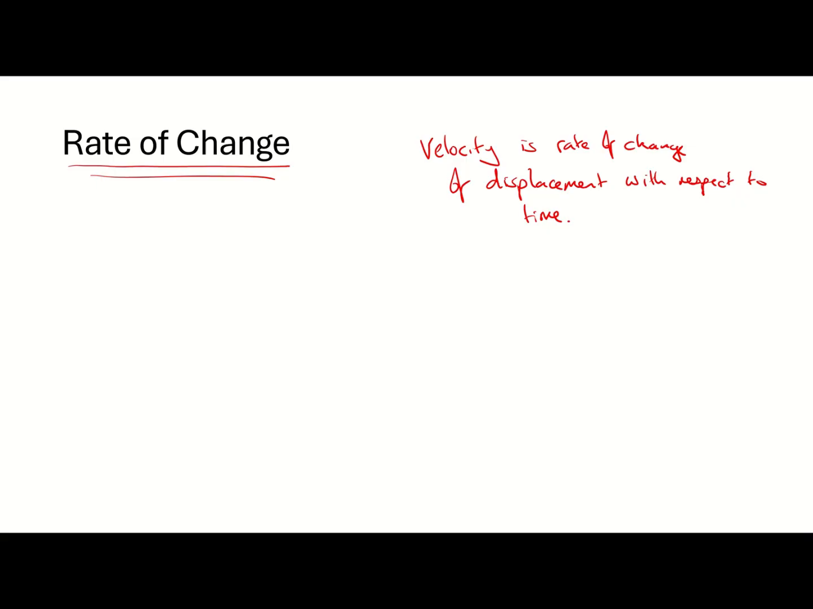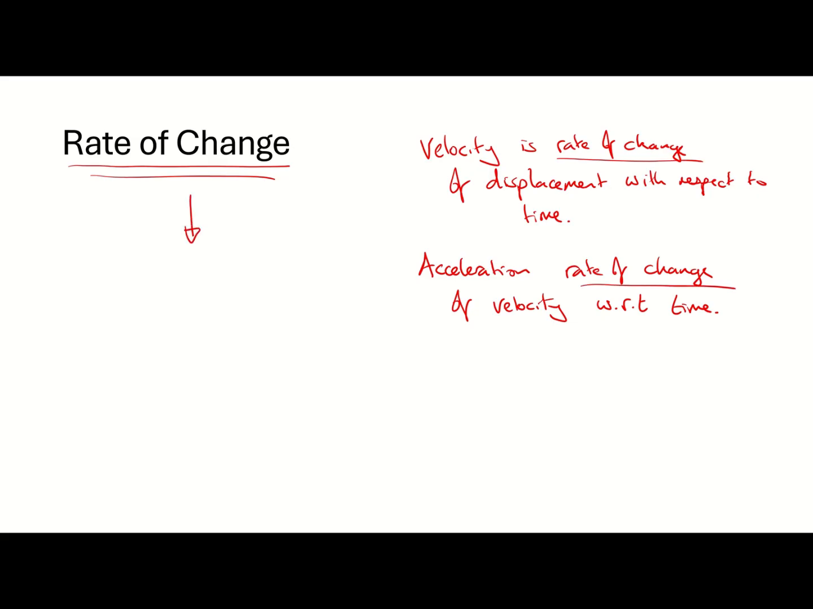Acceleration is something similar. Acceleration is how quickly your speed changes or your velocity changes. So acceleration is similarly the rate of change of velocity with respect to, and I'm going to write a little shorthand here, WRT, with respect to time. Okay, so whenever we need to look for a rate of change, if we're looking at it from an algebra point of view, we might be wanting to differentiate.